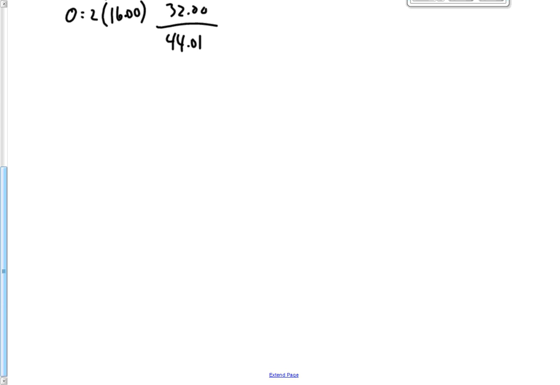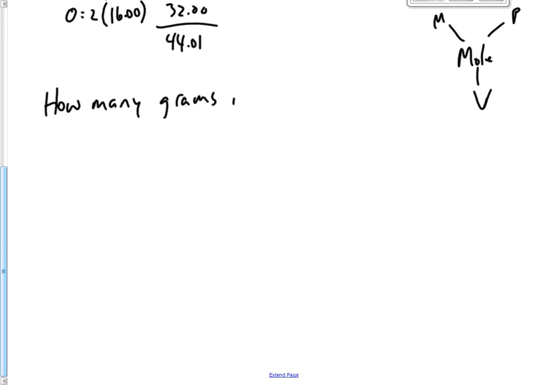We'll draw a little abbreviated mole map here: mole, mass, particles, volume. Now there's one thing you need to keep in mind. Let's say that we're going from liters to mass. We'll just go in the opposite direction. So how many grams is equal to, I don't know, 17.3 liters of oxygen gas?